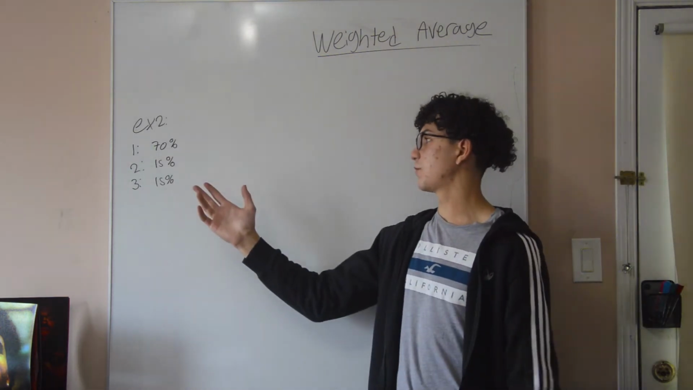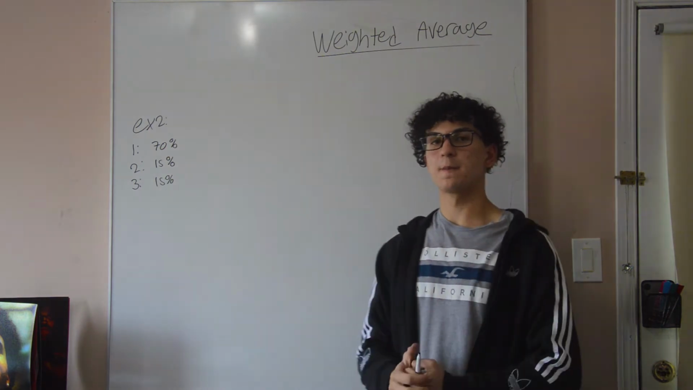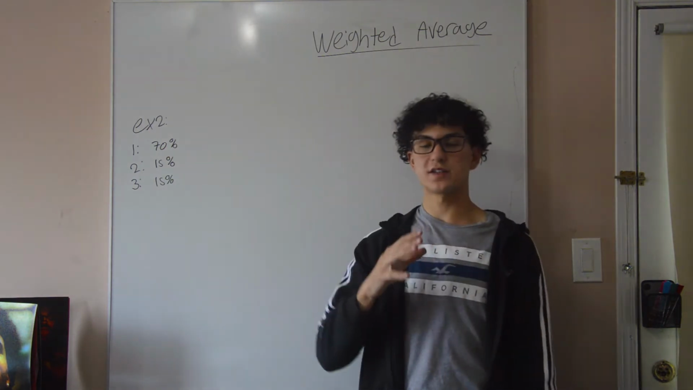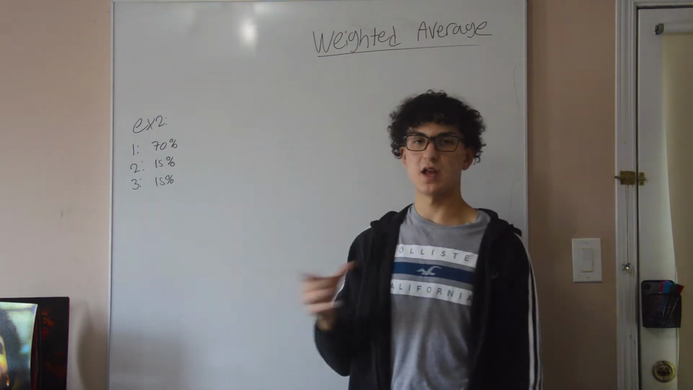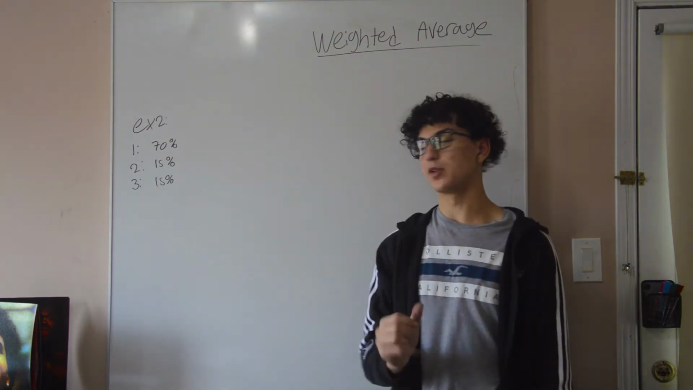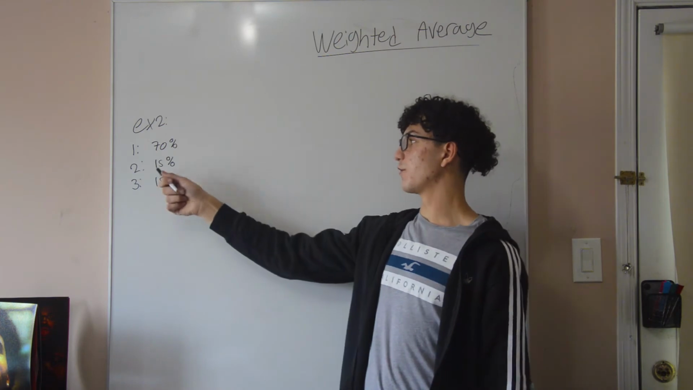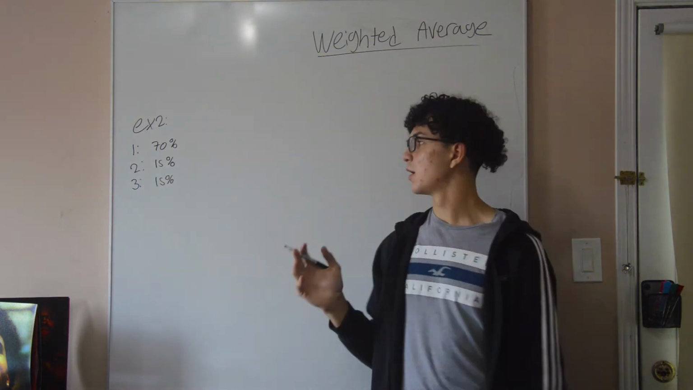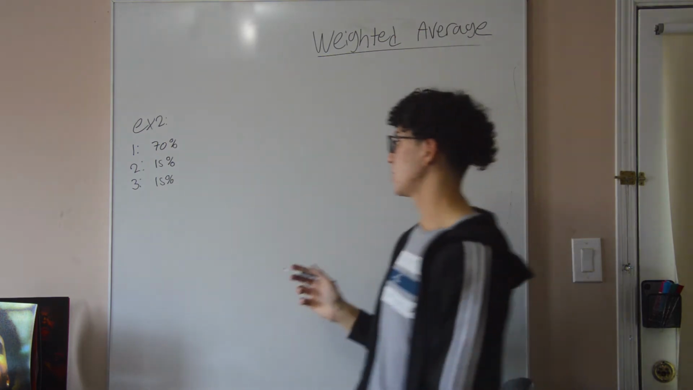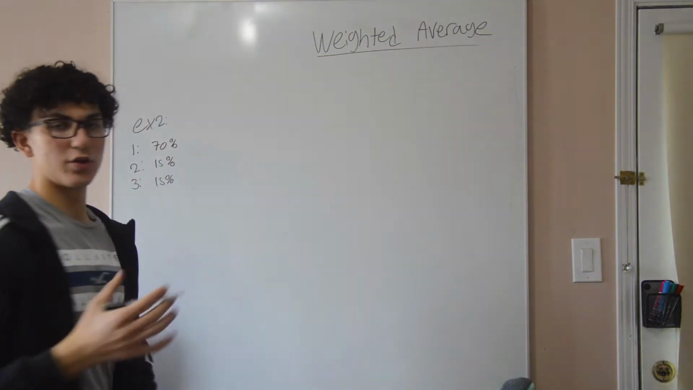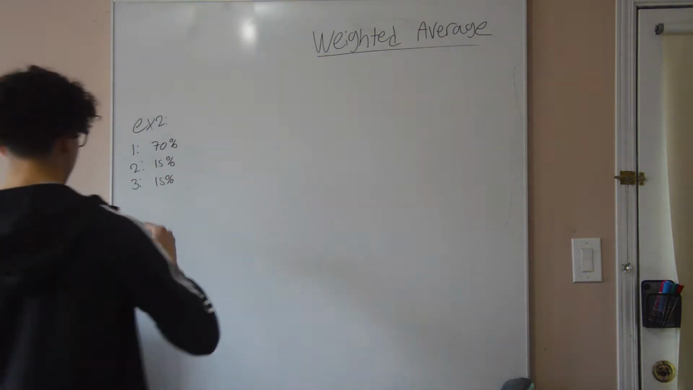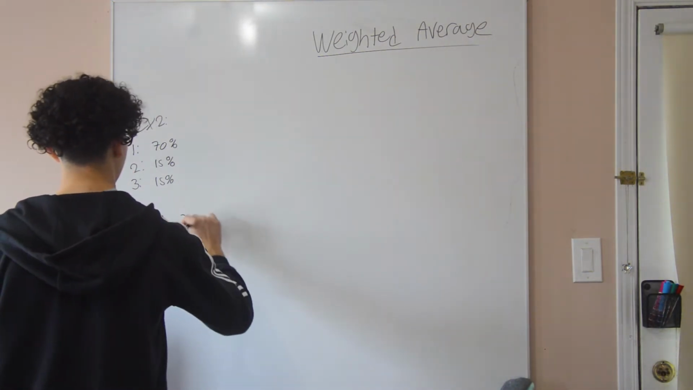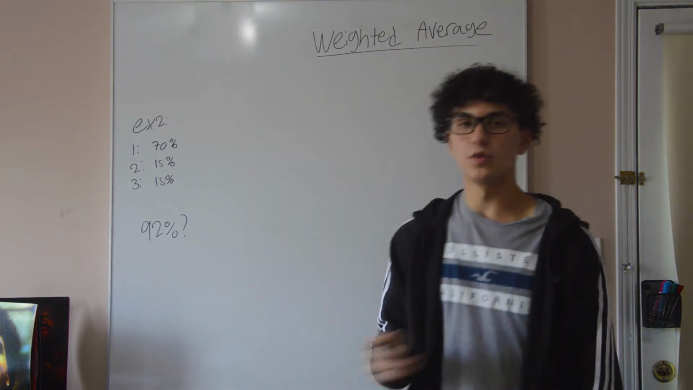So here we have example number 2, and I'll explain what's happening. You're in a class, and your whole class mark is worth 70%, everything up until the exam and summative. Your summative is worth 15%, and your exam is also worth 15%. I'm asking you, what do you need to get on your final exam to finish the class with a 92% average? Okay, so we also need some values.